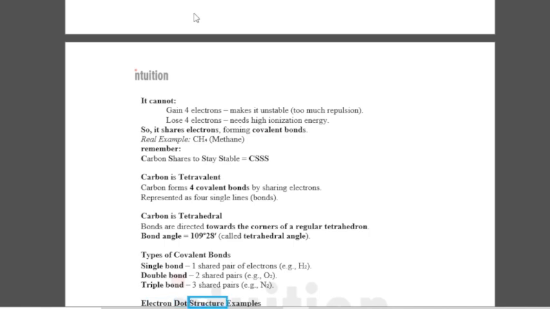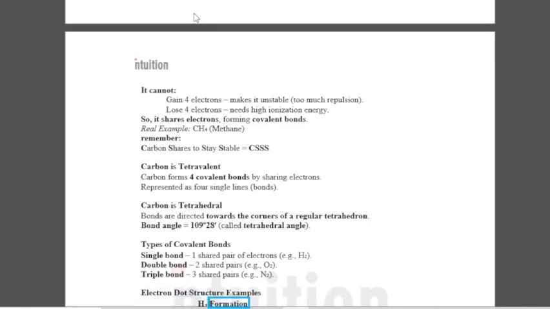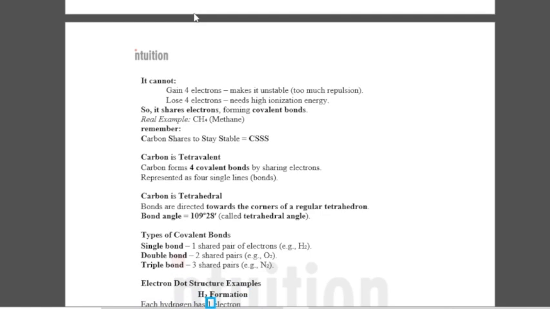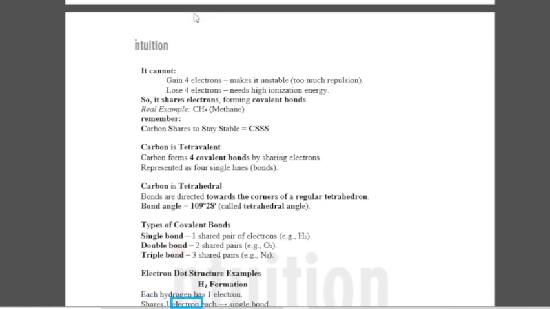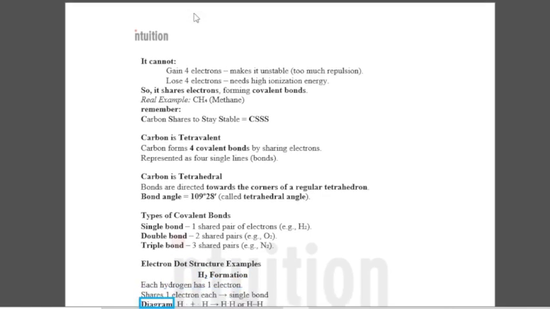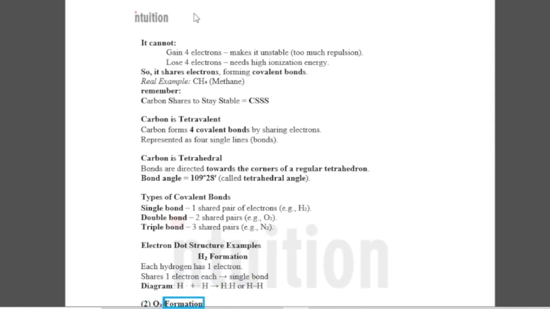Electron dot structure examples. 1. H₂ formation. Each hydrogen has 1 electron. Shares 1 electron each. Single bond diagram: H• plus •H gives H:H, or H–H.